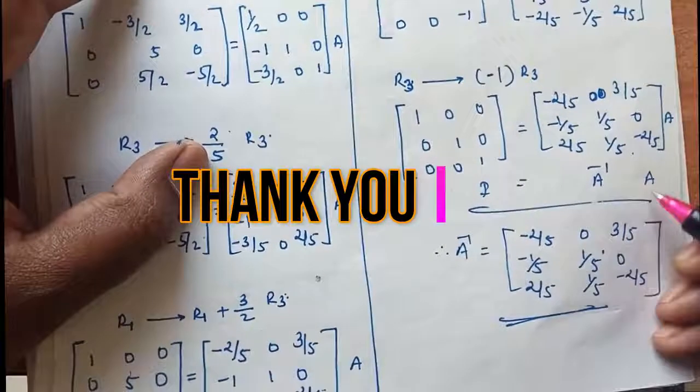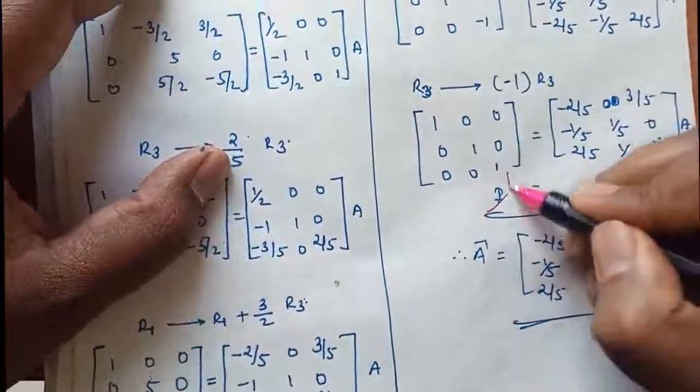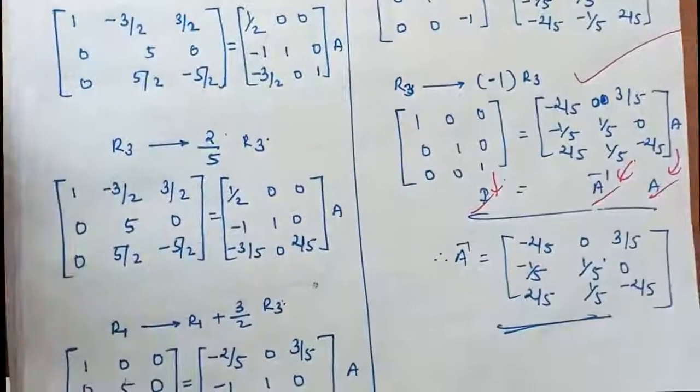So just compare: A inverse is equal to I. So this is A as it is. This will be the A inverse, and this is identity matrix. So A inverse is nothing but this one. So in this way also we can find the inverse of a 3 by 3 matrix.